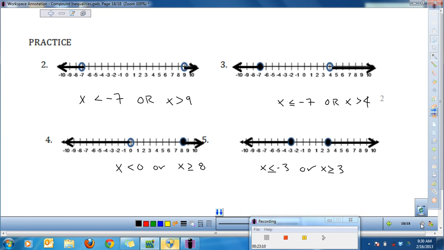Alright, here are your solutions. Go ahead and check your solutions, write down any questions that you have, and be ready to practice in class.